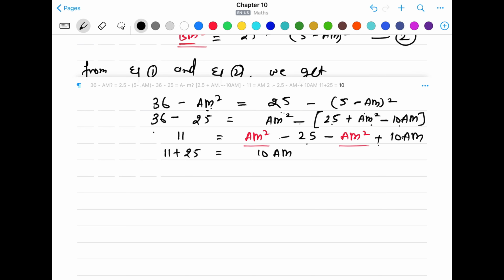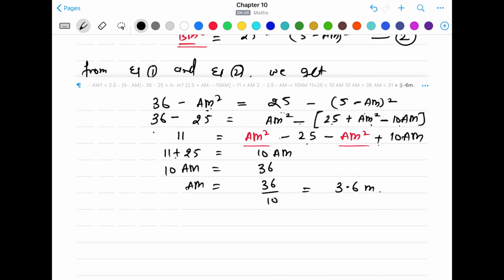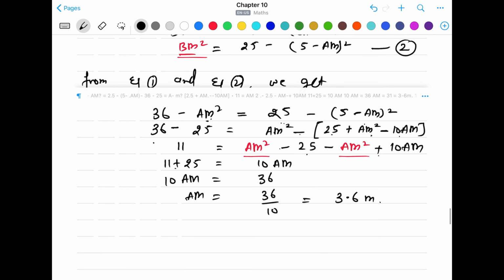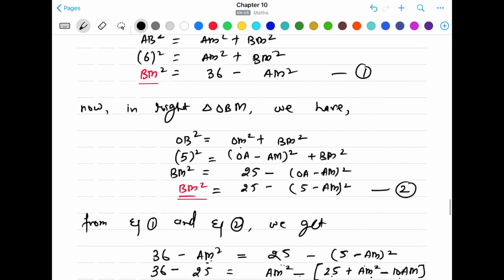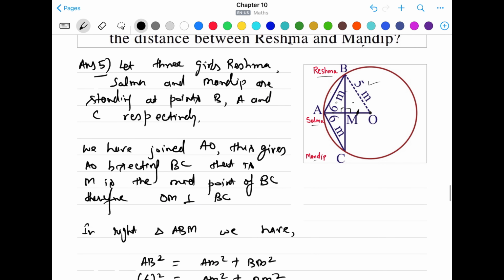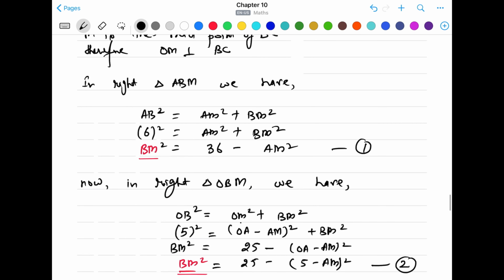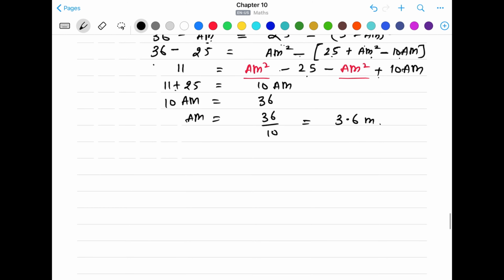So we have 10 AM will be equal to this 25 plus 11, which is 36, or AM will be equal to 36 divided by 10, which equals 3.6 meter. Okay, so what we got is the value of this line segment AM, this one. Now using this AM value here we can find the value of BM.